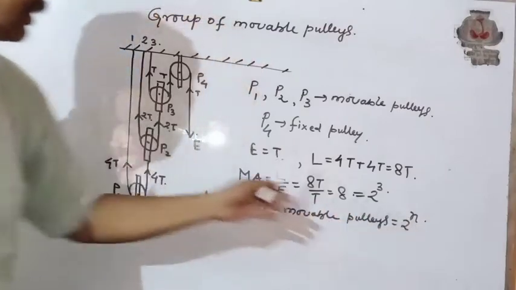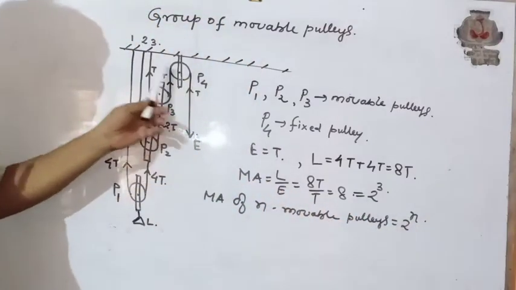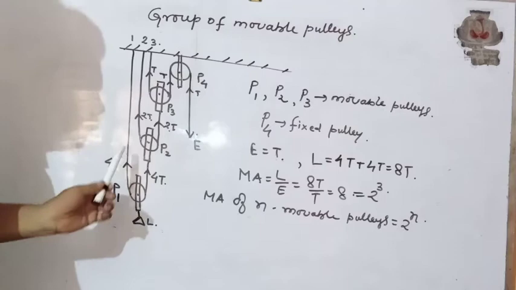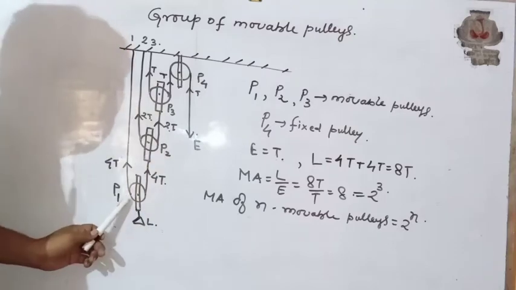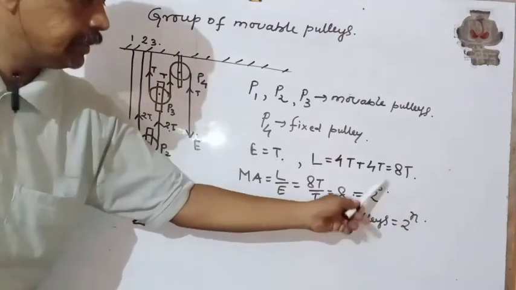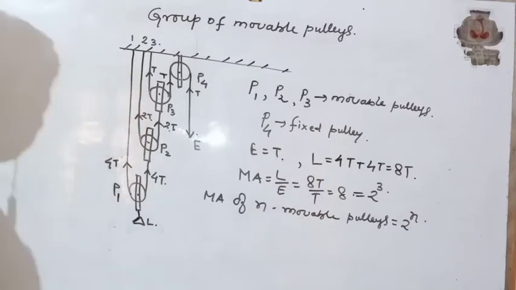Here you don't count this pulley. How many movable pulleys are there in this arrangement? 3 movable pulleys are there. So the value of n is 3 in this case.